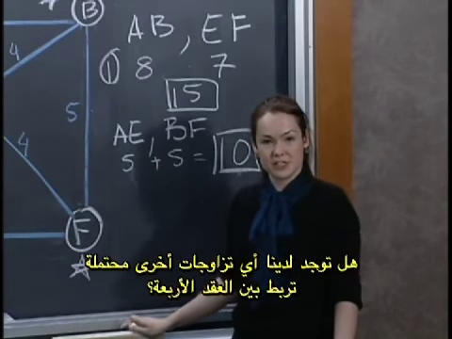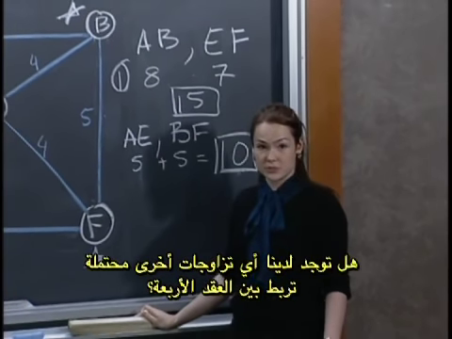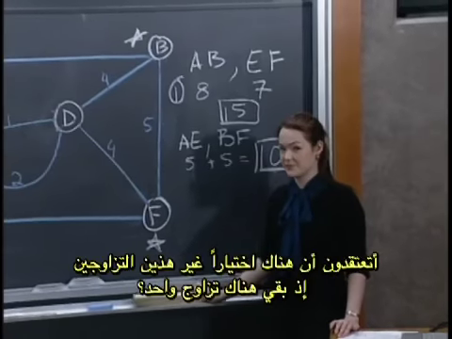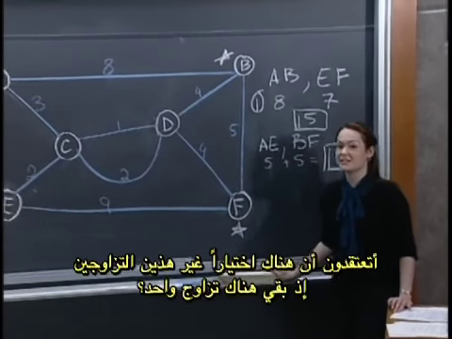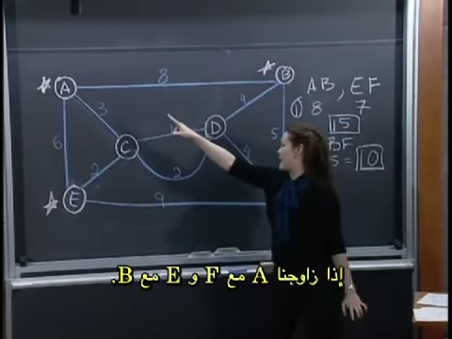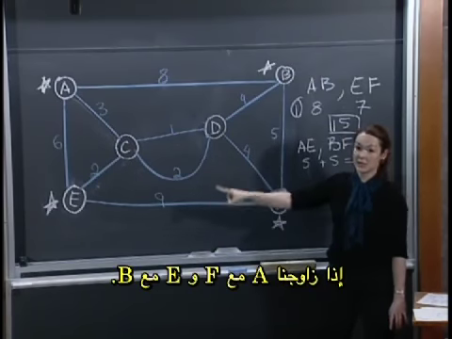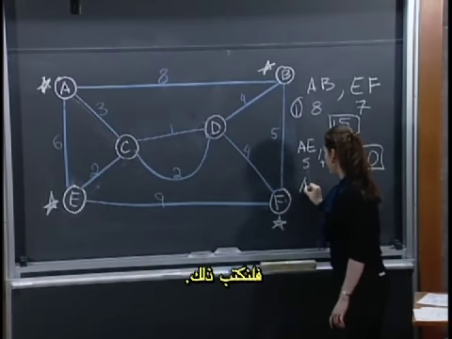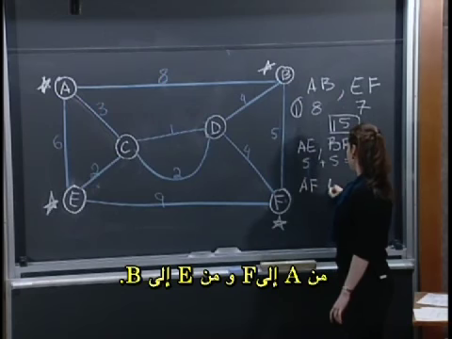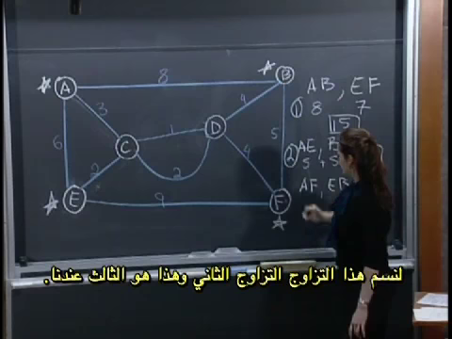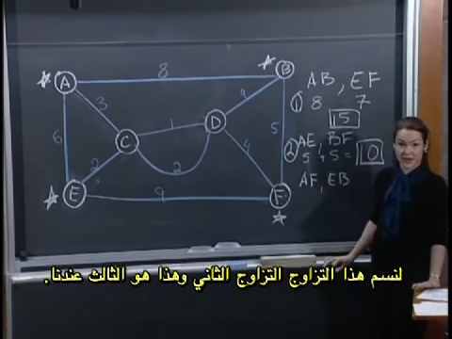Do we have any other potential matchings of the 4 nodes? Do you see them? Do you see maybe another one? Because there is one more. If you match up A to F and E to B, so let's write it out. A to F and E to B. So let's call this matching number 2, and this is going to be our third matching.